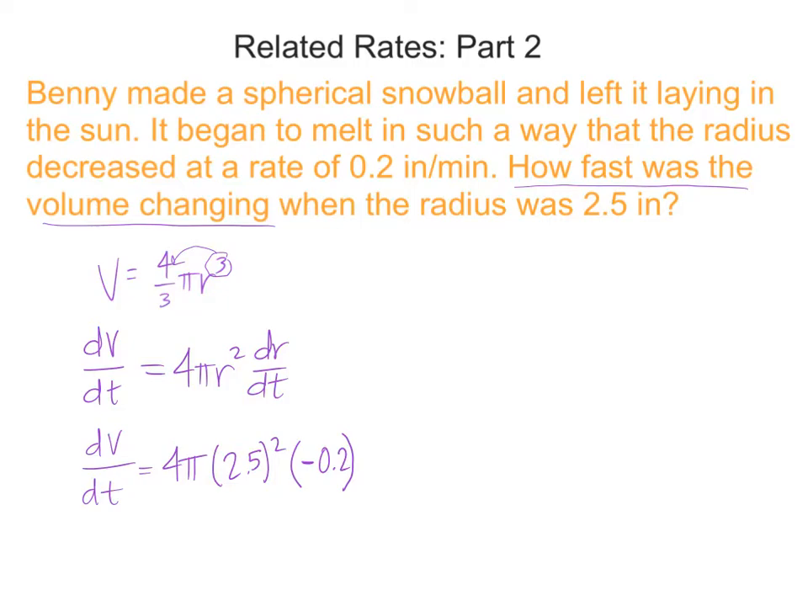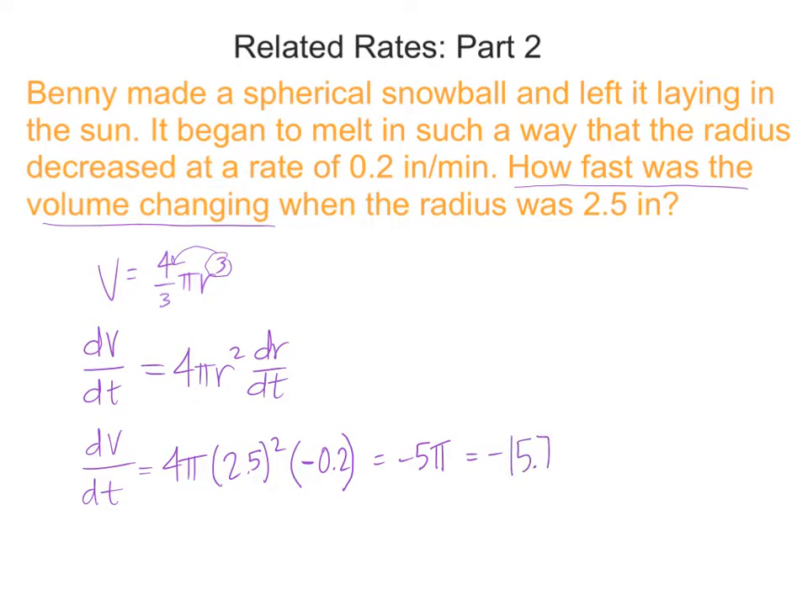Okay, anytime something's decreasing, its quantity needs to be negative. Now at this point, we're just putting it in the calculator, either coming up with an expression in terms of pi, or just putting the pi in the calculator. We'll do both. 2.5 squared times negative 0.2 times 4 is negative 5 times pi, or negative 15.7.